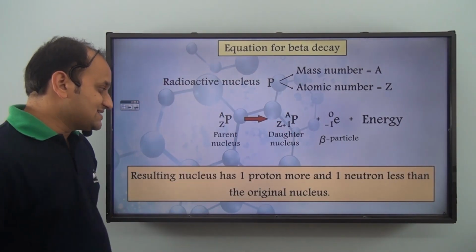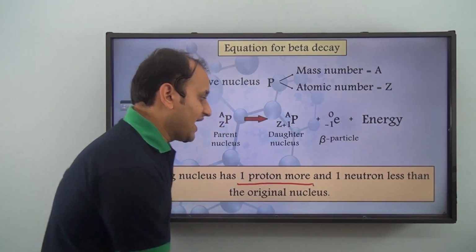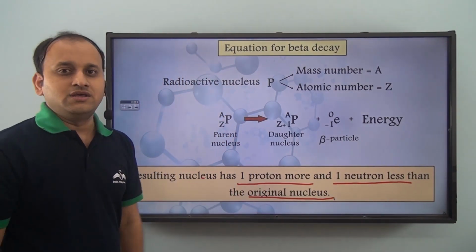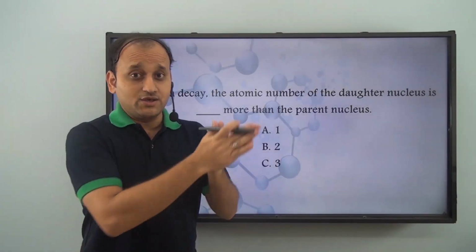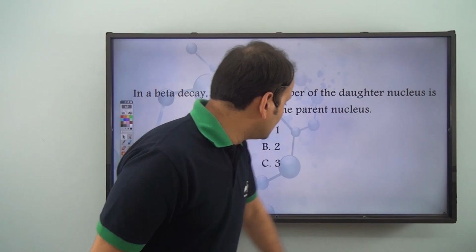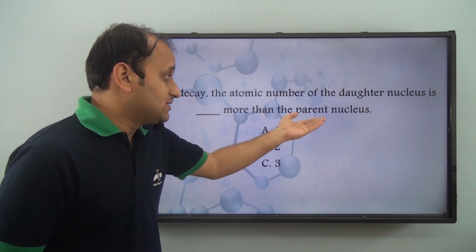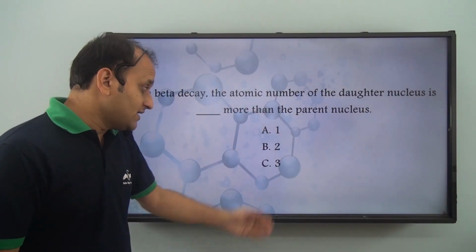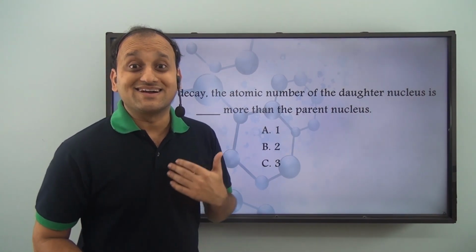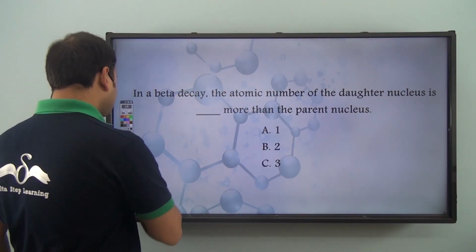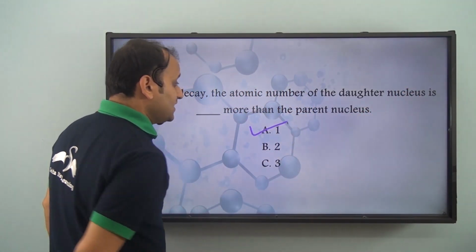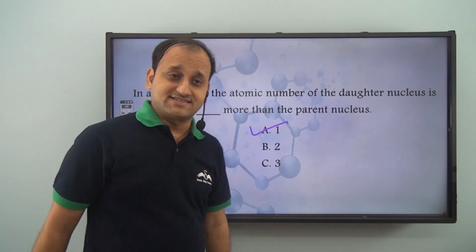So the resulting nucleus has one proton more and one neutron less than the original nucleus. Now can you answer this question? In a beta decay, the atomic number of the daughter nucleus is dash more than the parent nucleus. Is it 1, is it 2, or is it 3? What do you think? Well, the correct answer is 1. In a beta decay, the atomic number of the daughter nucleus is 1 more than the parent nucleus.